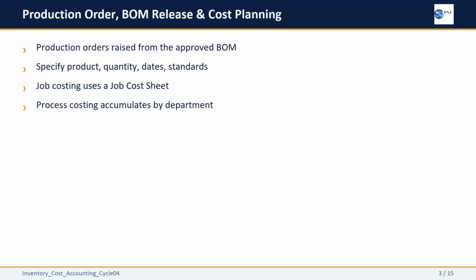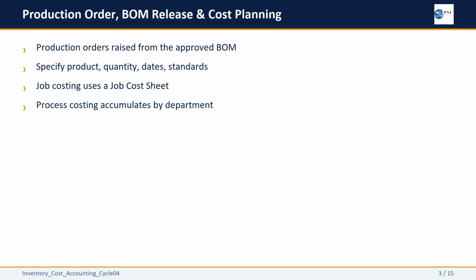Every production run starts with a production order, sometimes called a work order or job order, raised from the approved bill of materials, the BOM. Why does this matter? Because the order is the contract for the run. It specifies the product, the quantity, the planned start and completion dates, the BOM version, the standard material and labor requirements, and the expected overhead.